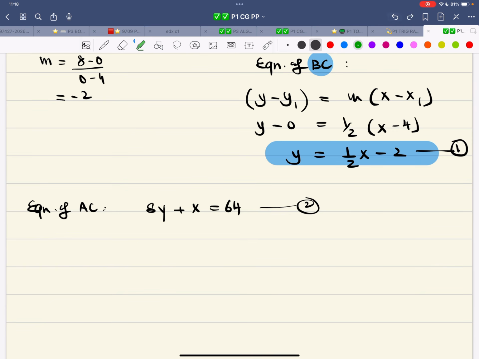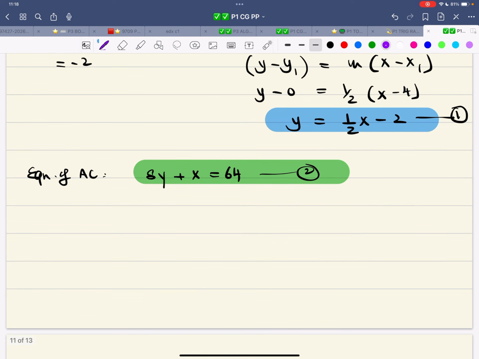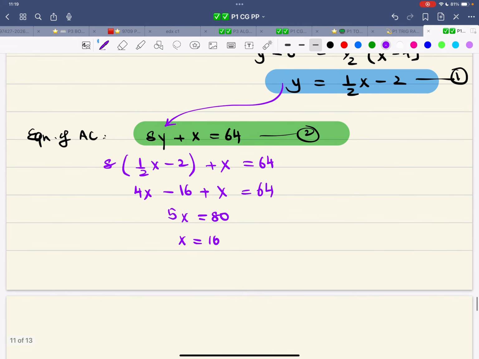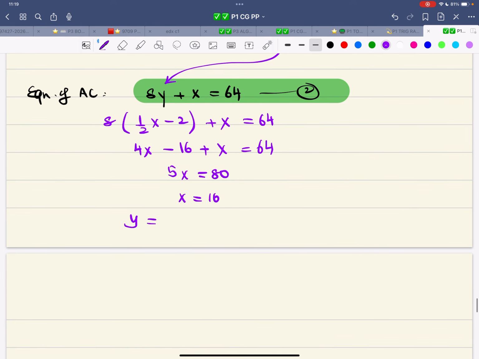So now solve simultaneously. Therefore, I'll just use substitution. I'll just write it over here like this. So 8 times bracket half x minus 2 plus x is equals to 64. So that is 4x minus 16 plus x is 64, 5x is 80, x is 16, and y is half x minus 2, y is half into 16 minus 2, 8 minus 2 is 6.